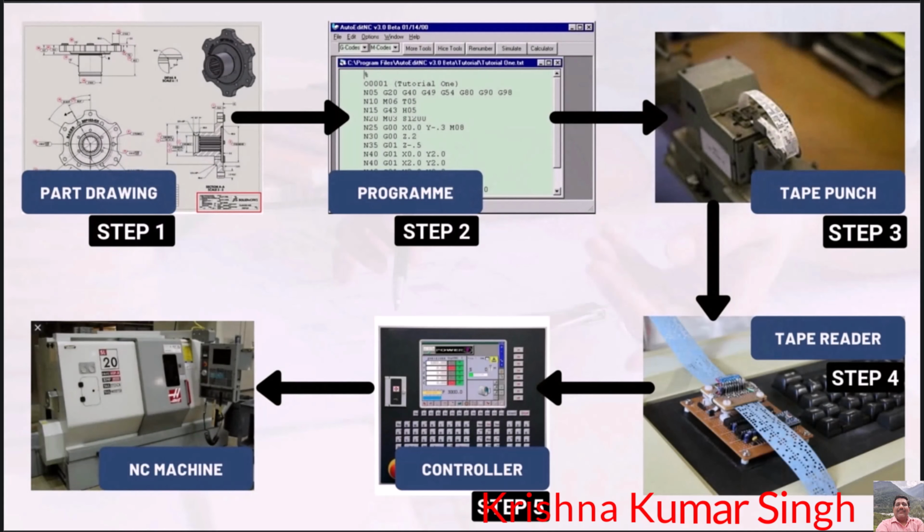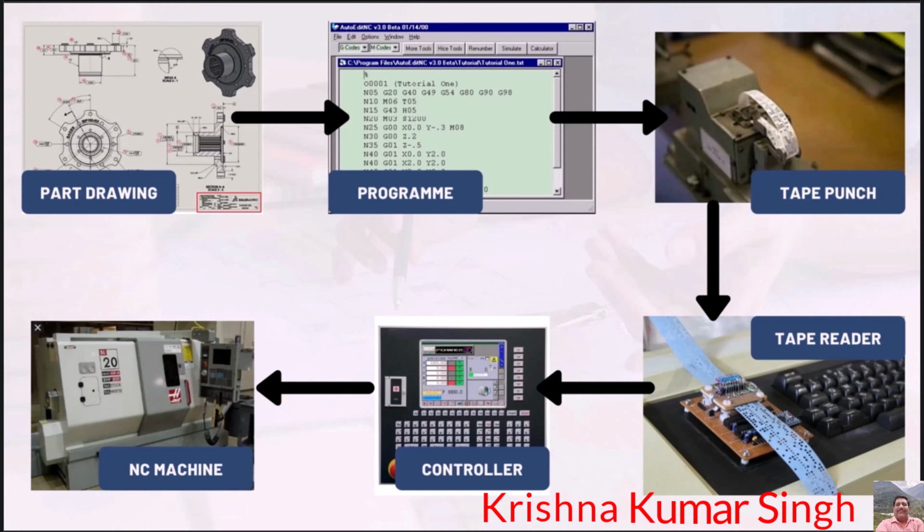In the next step, a controller receives the electrical signal sent by the tape reader and sends corresponding instructions to the CNC machine. And finally, the CNC machine responds to the signal from the controller and performs the required motions like spindle rotation, table or spindle movement, and many more.